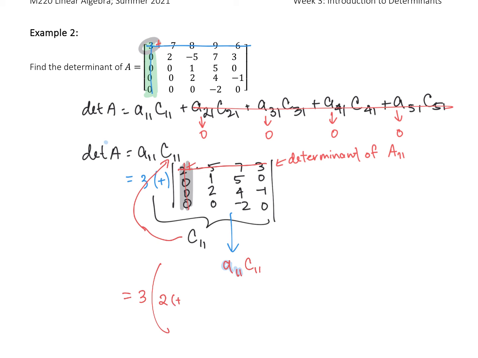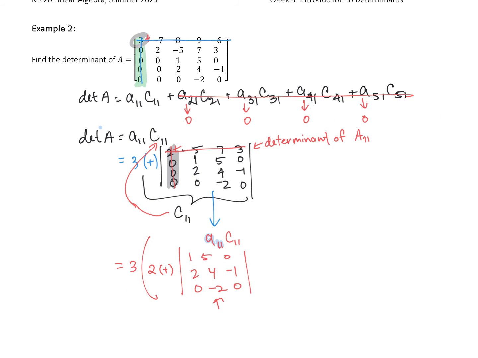It's a positive because we're talking about that 1,1 position, and any size matrix is always going to be positive in the sign matrix. And now I want to find the determinant of 1, 5, 0, 2, 4, -1, 0, -2, 0, which, I don't know if you're paying attention or not, is the exact same matrix as we found in the last video. We found its lovely determinant to be -2, but just in case you weren't paying attention and you weren't sure, we can do this one more time.